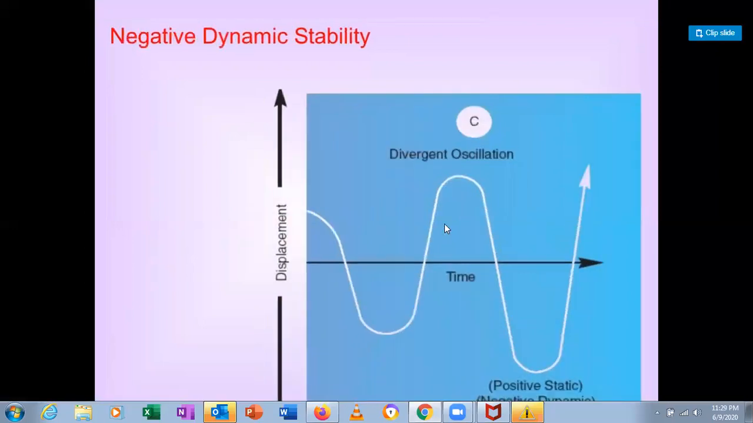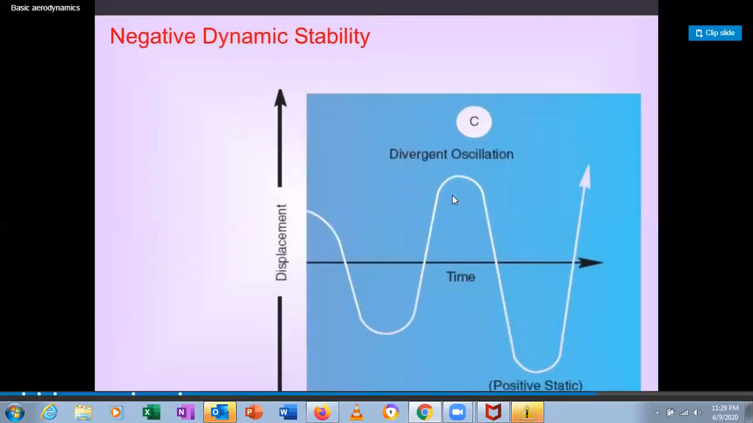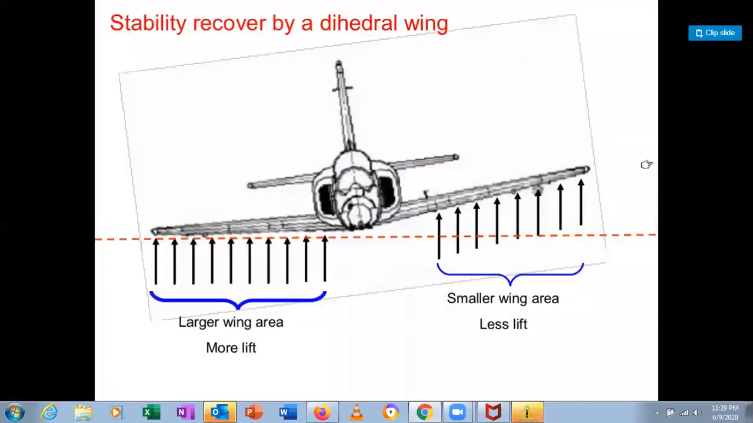And we can look into negative stability. It will not come back. It is increasing. You can see once it is disturbed, it keeps increasing. It is not returning to its original position. We can see the graph. It is increasing and increasing and increasing, and not coming back to the original position. That is called negative dynamic stability.